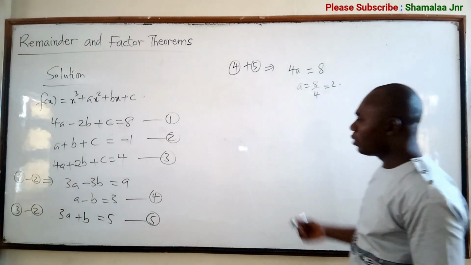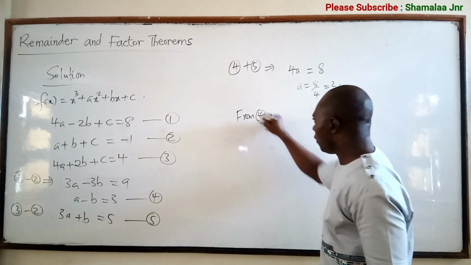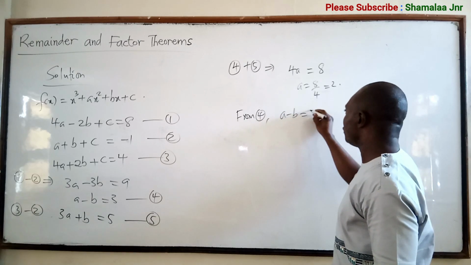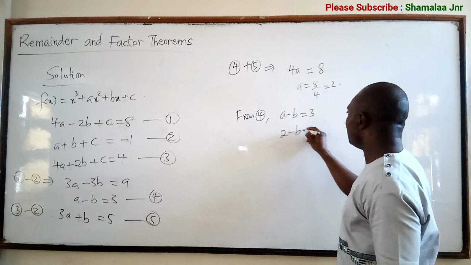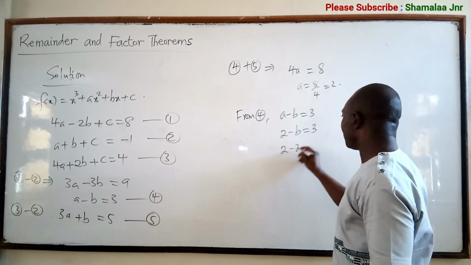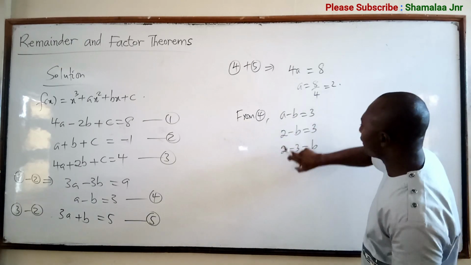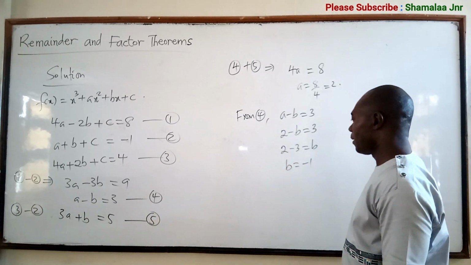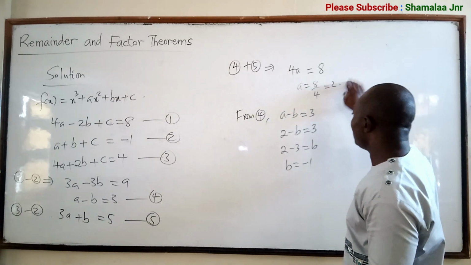Now if a is equal to 2, you can say that from equation 4, a minus b is equal to 3. So a is now 2, so 2 minus b is equal to 3. Are you seeing it? So you can say 2 minus 3 is equal to b. This one will go here, be positive, and then this one will come here, negative. So it means that b is equal to negative 1. Are you seeing it?